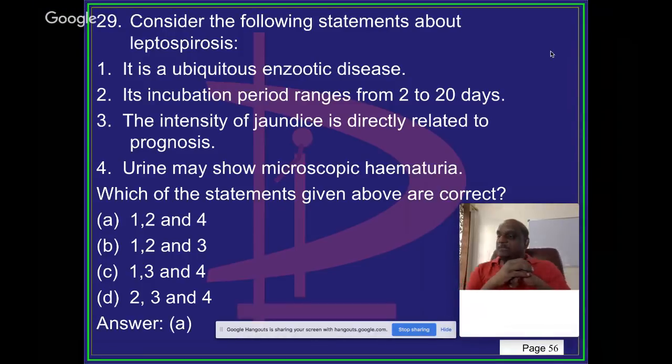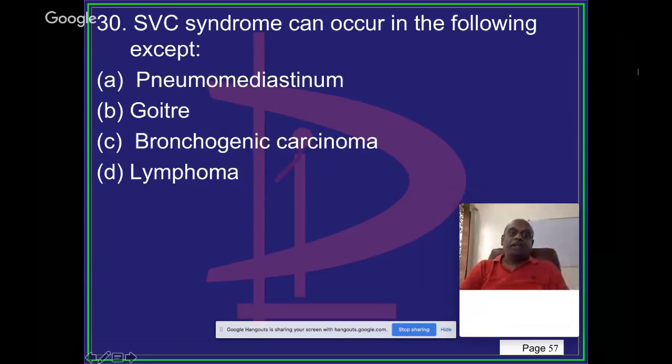Gulam Bhatt, clean bold. You should remember, it is a ubiquitous enzootic disease. Incubation period is 2 to 20 days. Urine will have hematuria, microscopic. And there is no relation between the intensity of the jaundice and the prognosis, is what you have to remember.